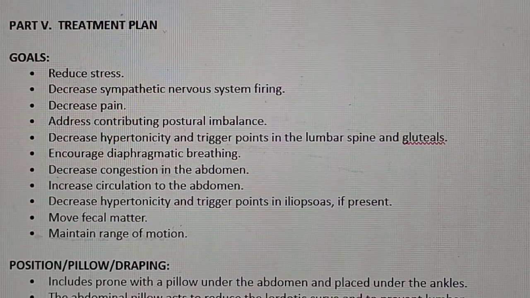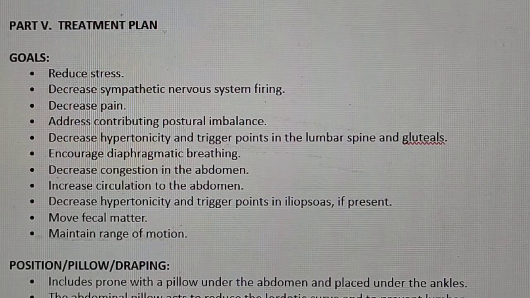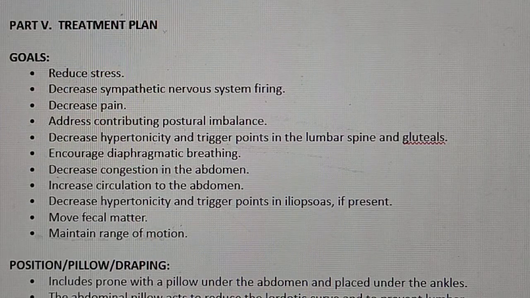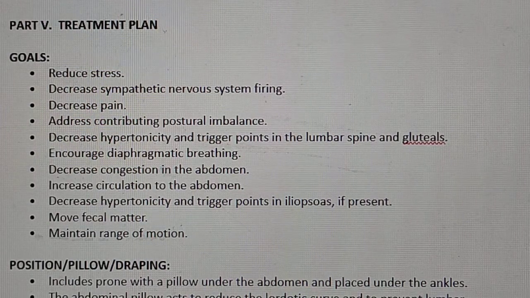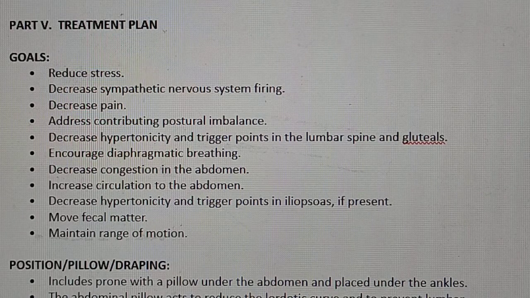So no abdominal massage if the client has diarrhea. Okay. Let's come to part 5 for treatment plan. You should follow these goals.